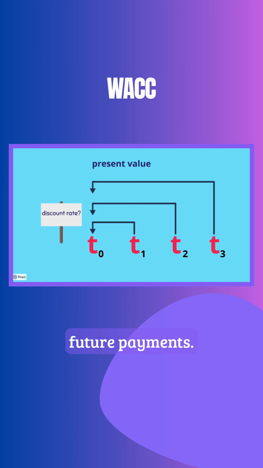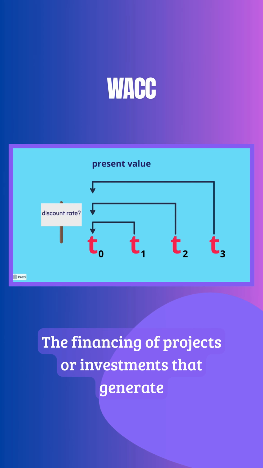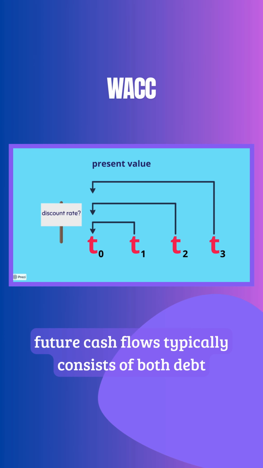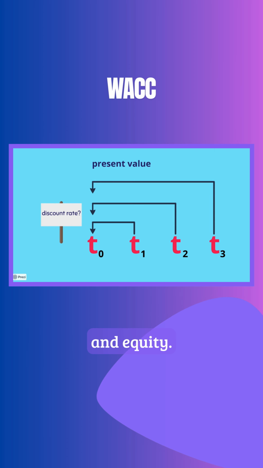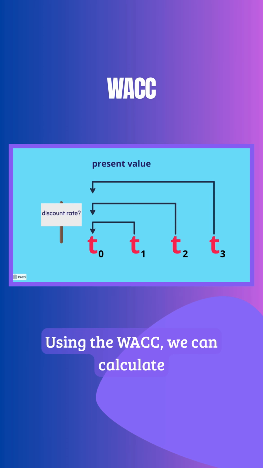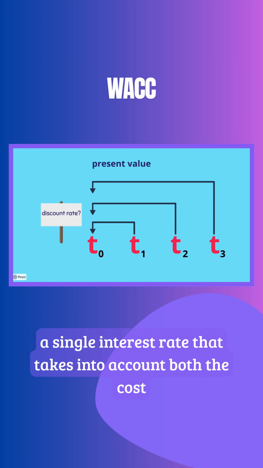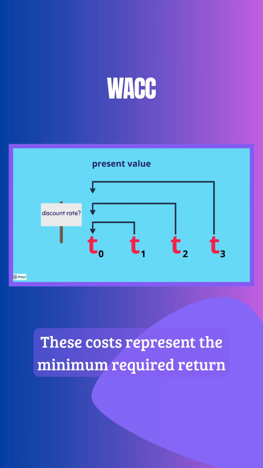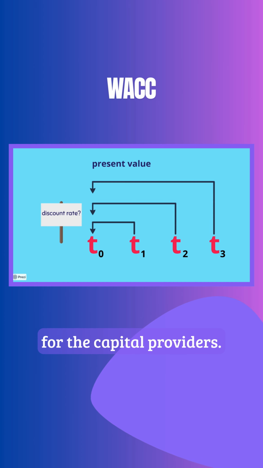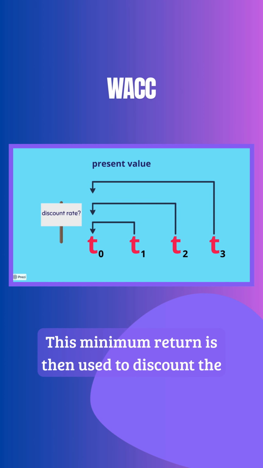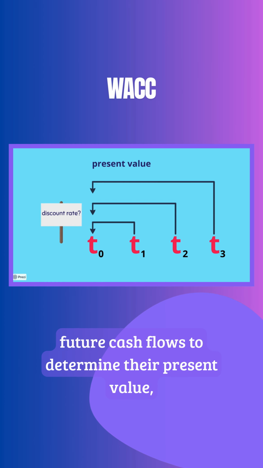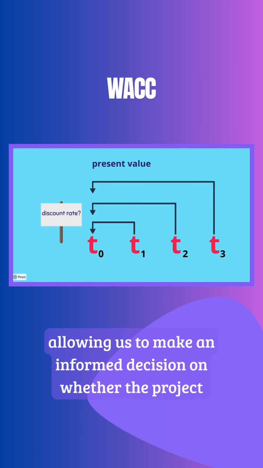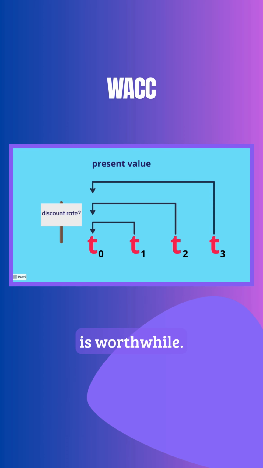future payments. The financing of projects or investments that generate future cash flows typically consists of both debt and equity. Using the WACC, we can calculate a single interest rate that takes into account both the cost of equity and the cost of debt. These costs represent the minimum required return for the capital providers. This minimum return is then used to discount the future cash flows to determine their present value, allowing us to make an informed decision on whether the project is worthwhile.